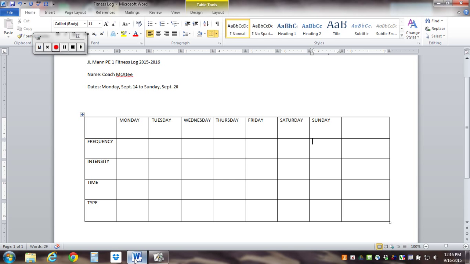So let's have a quick look here. Here's what the form looks like. It's got a place for your name. I've already filled mine in there. This is going to be for me. And then this is a log for an entire week, so this is for the week of Monday, September the 14th to Sunday, September 20th. You can see that each day is represented there: Monday, Tuesday, Wednesday, Thursday, Friday, Saturday, Sunday. And then we've got the FIT principle going down the side: frequency, intensity, time, and type.